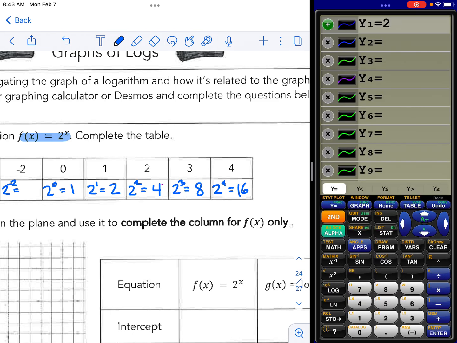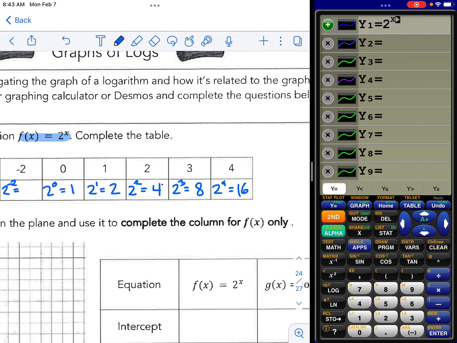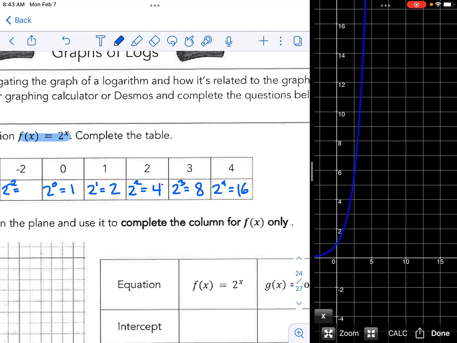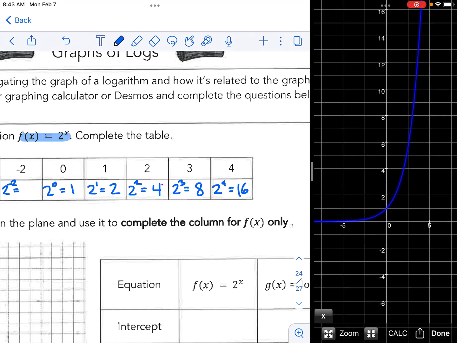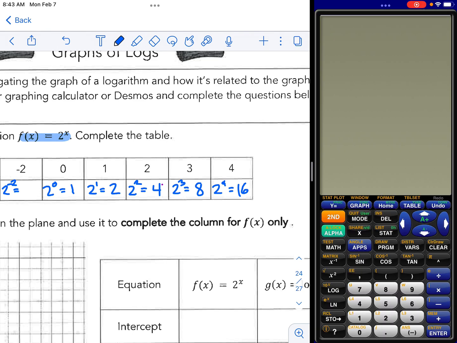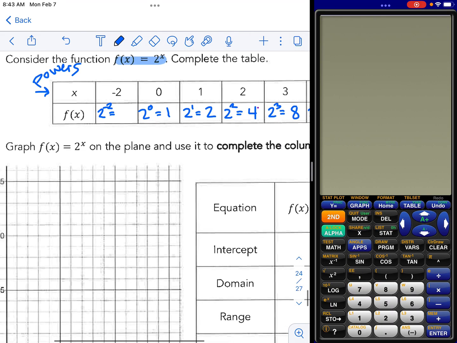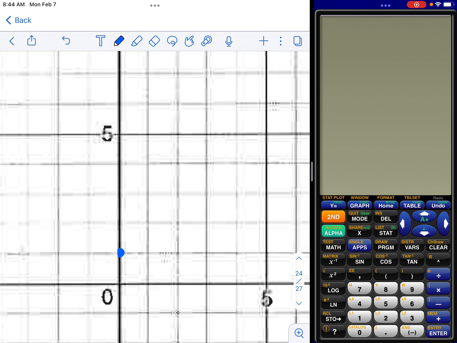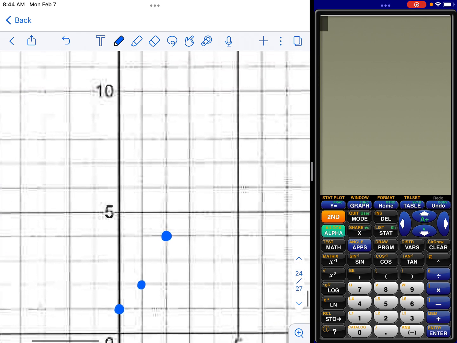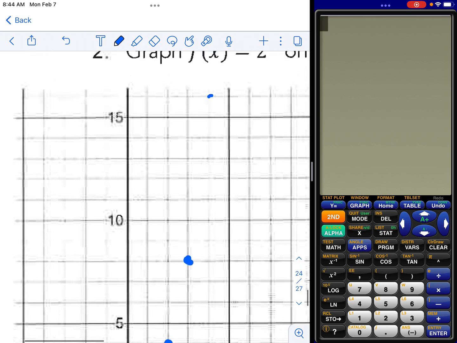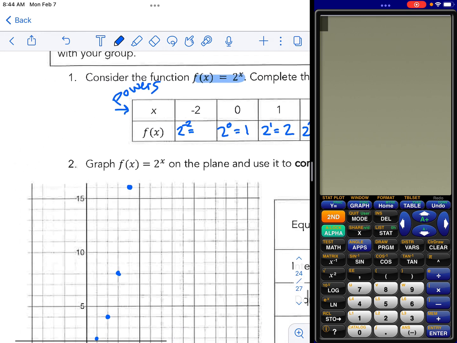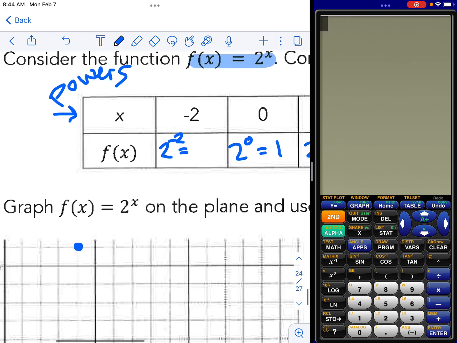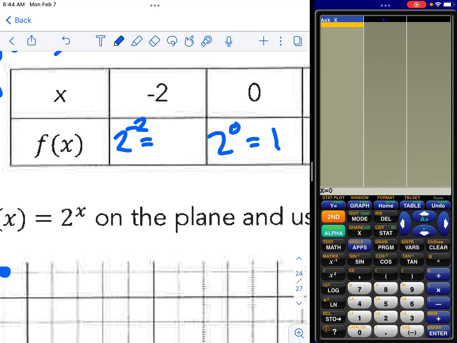Let's grab this, make it blue, type in 2 to the x power. So remember, that's the caret key to get up into the power, and then the variable key x. So it looks something like that. Then we can just grab those points. So we have when x is 0, y is 1. When x is 1, y is 2. When x is 2, y is 4. When x is 3, y is 8. When x is 4, y is 16.